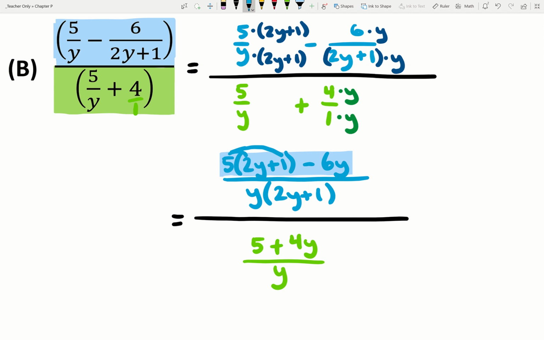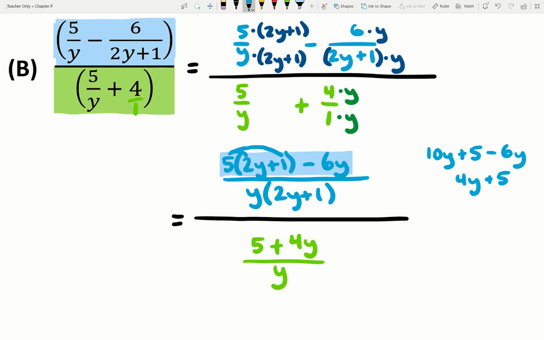And so let's play with that, right? A 5 distributed in, I'm just going to do this off to the side. That's going to be a 10y and then plus 5. And then I have that minus 6y there. Okay, so if you combine some like terms there, what you're going to end up getting is simply 4y plus 5 as your numerator there. All right, so we'll hold on to that.